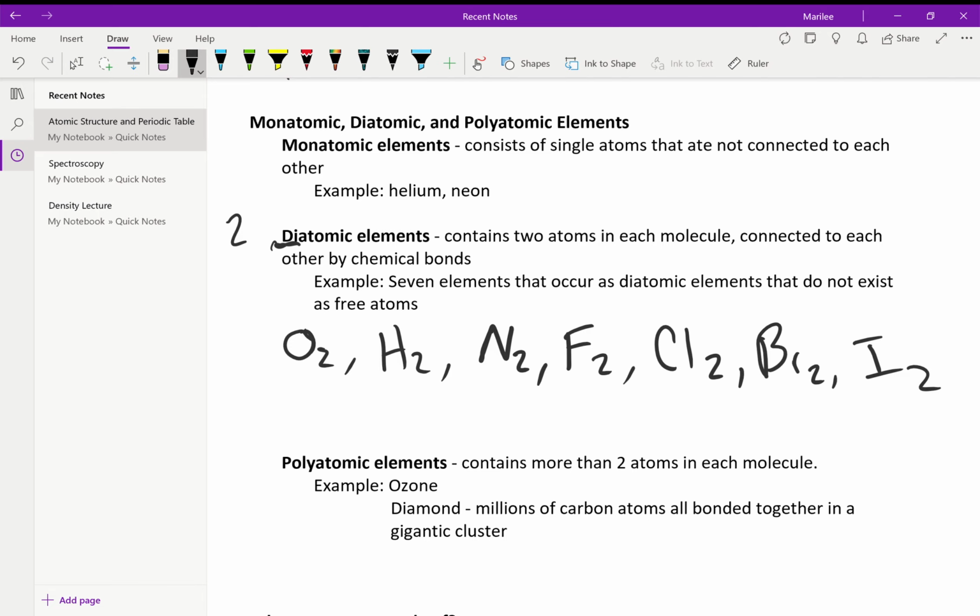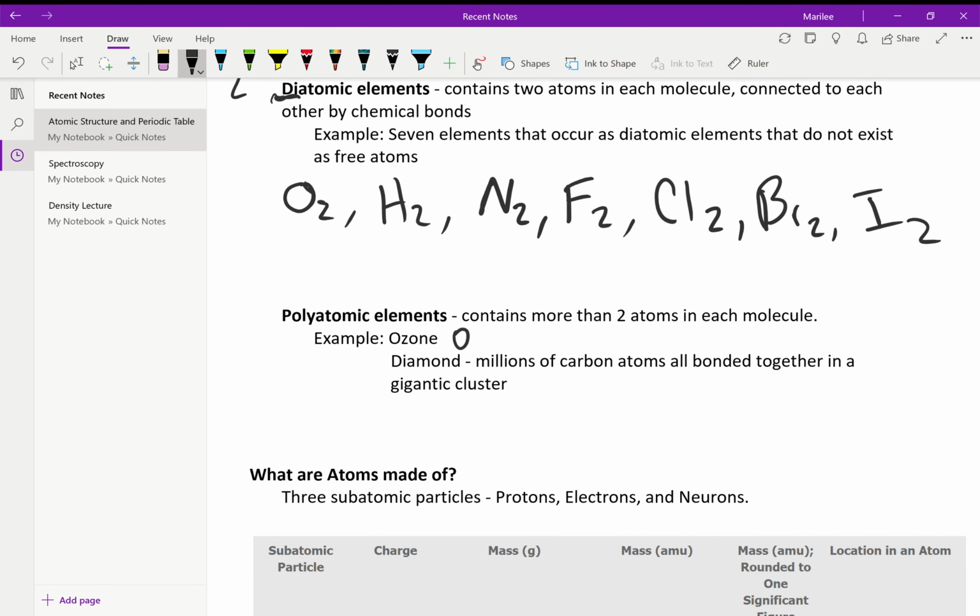Then we have our polyatomic elements. Those contain more than 2 atoms in each molecule. So an example is ozone, which is O sub 3. Another example is diamond. Diamond has millions of carbon atoms all bonded together in a gigantic cluster. So it would be carbon some unit. I'm not sure exactly how many millions are bonded. Something interesting to look up though.